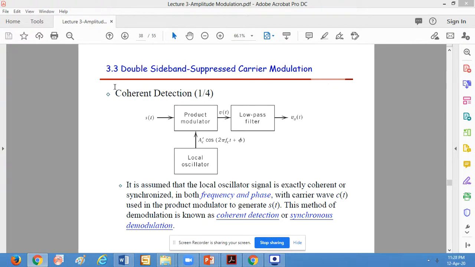First of all, why do we call this coherent detection? We call it coherent detection because the local oscillator that generates the carrier should be exactly coherent, that is, similar in frequency and phase to the carrier that we used at the modulator side when we generated the double sideband DSBSC. So the carrier used at the transmitter side is exactly the same in frequency and phase at the receiver side. That's why we call it synchronous detection or coherent detection.